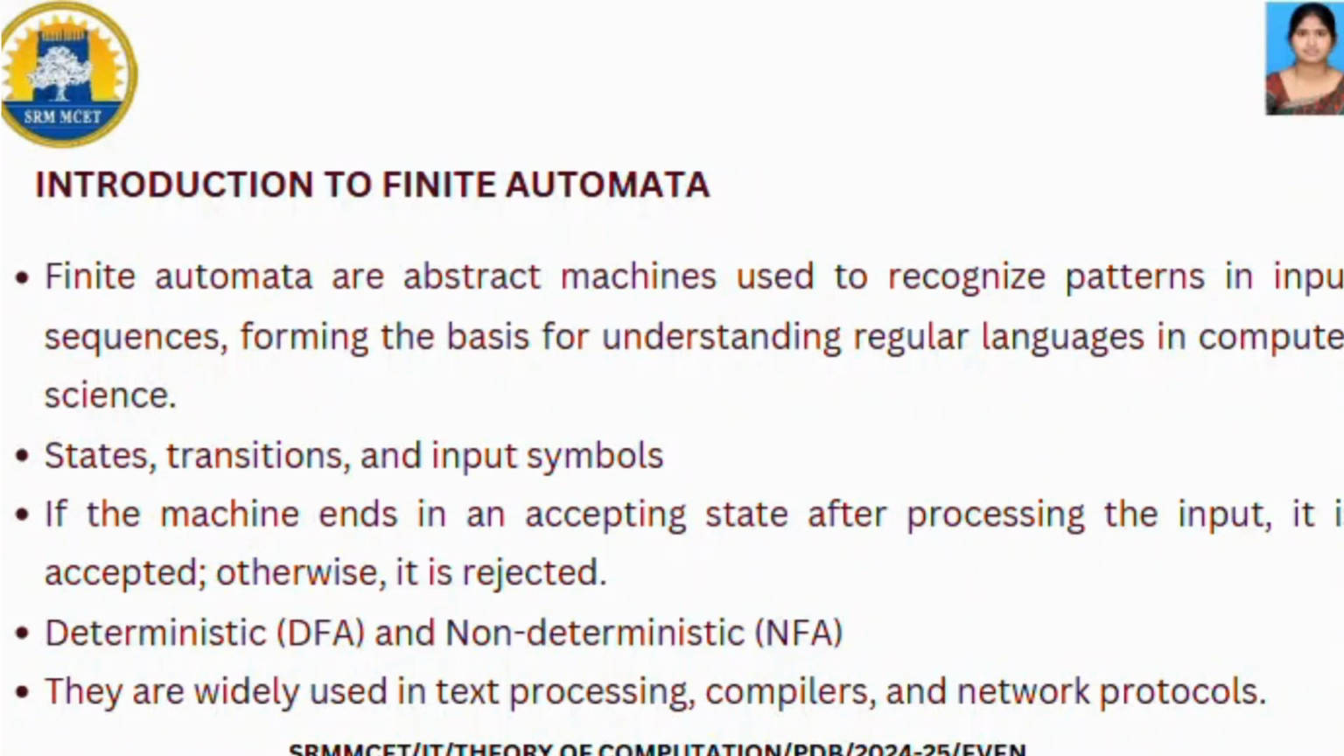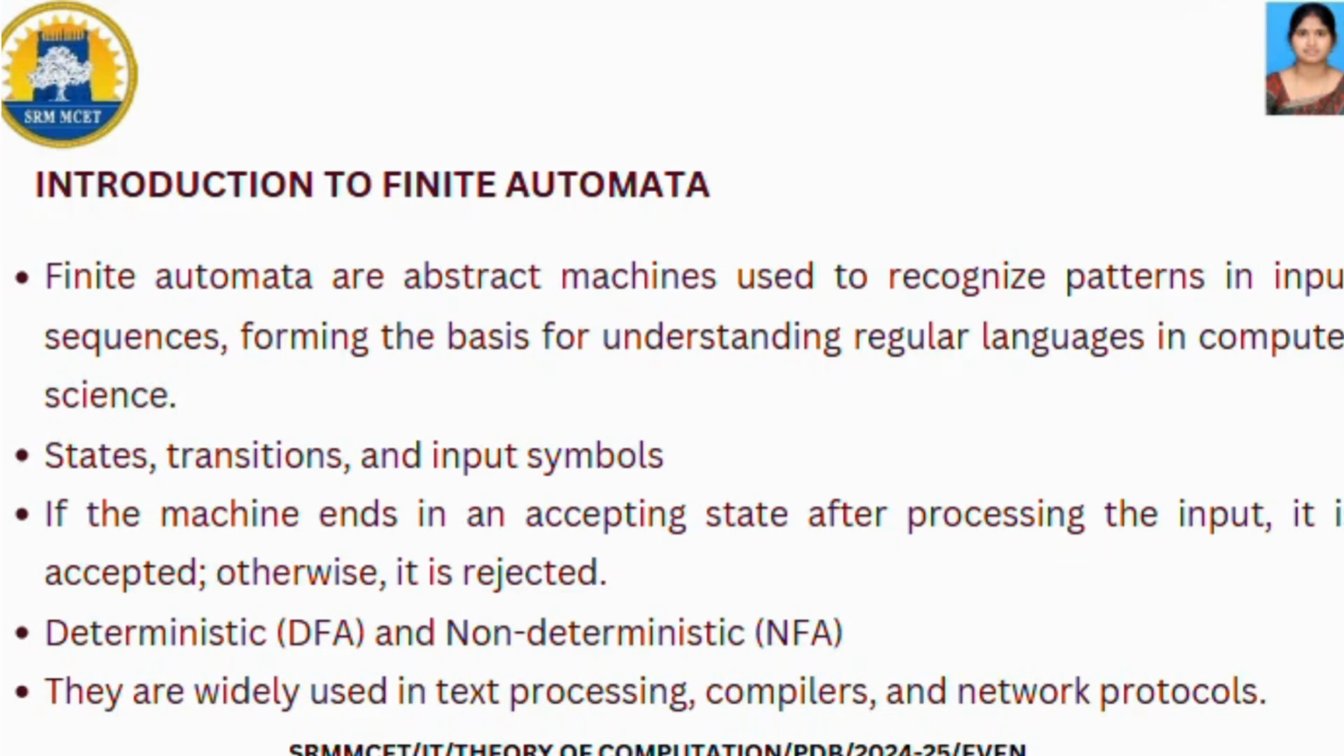Finite automata. Finite automata are abstract machines which are used to recognize patterns in input sequences, forming the basis for understanding regular languages in computer science. They consist of states, transitions, and input symbols, processing each symbol step by step. If the machine ends in an accepting state after processing the input, it is accepted, otherwise it is rejected.